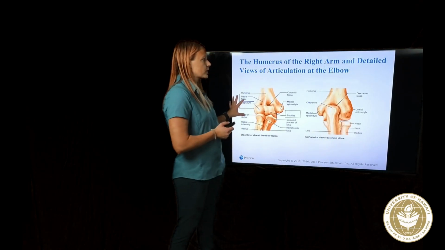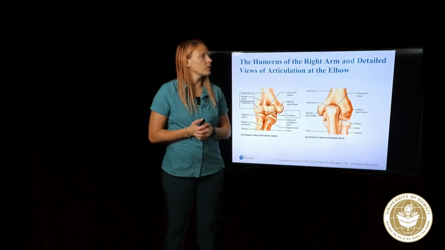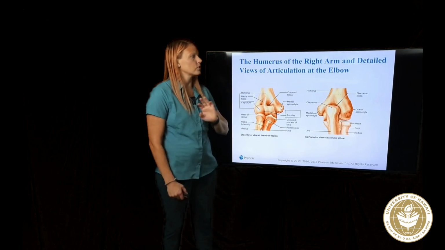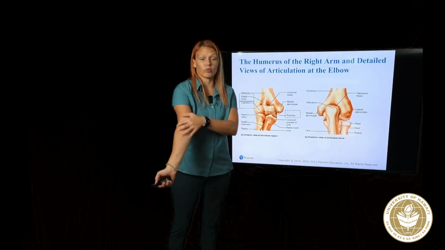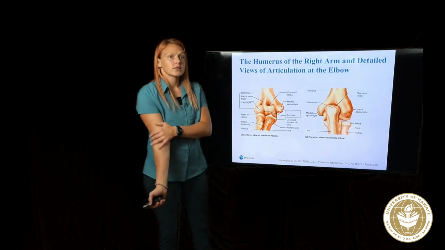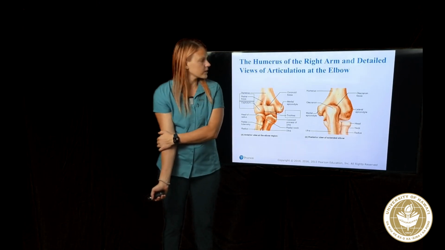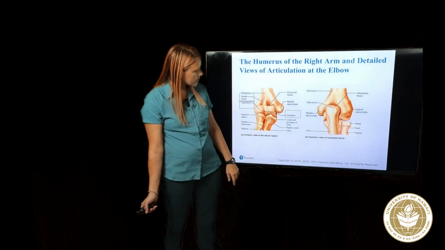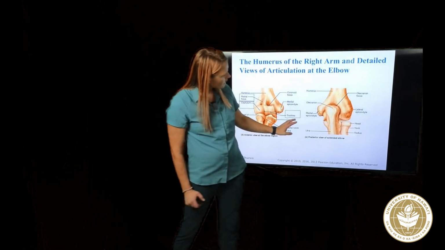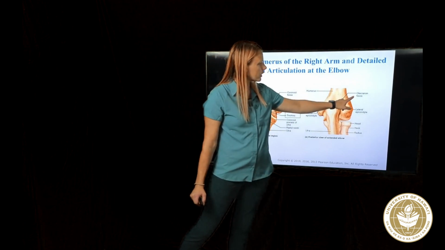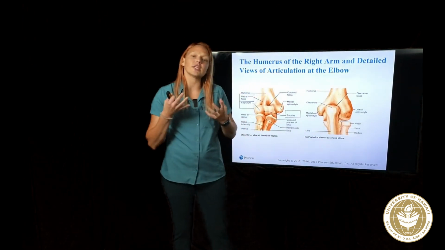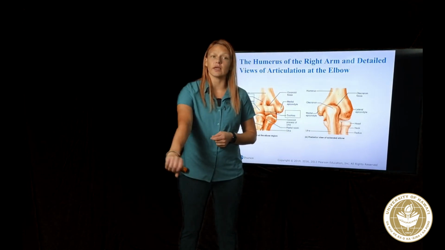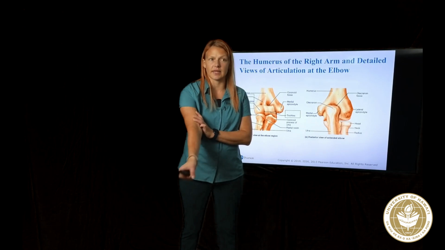This right here shows you a much more zoomed in view. So this is the humerus of our right arm and detailed views of the articulation at our elbow region, right in here. So you can see a lot of these different fossa. There's a coronoid fossa, there is an olecranon fossa. Those fossa are going to be depressions, right? And that's going to allow the ulna to move freely when the elbow is flexed and extended.